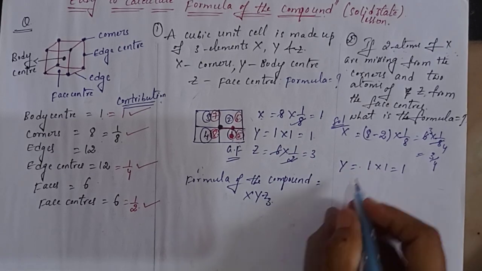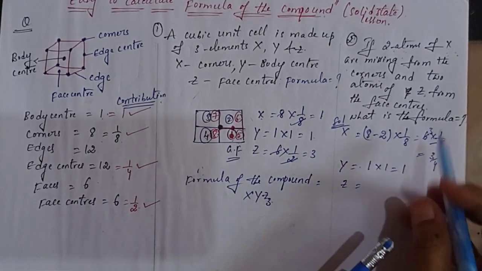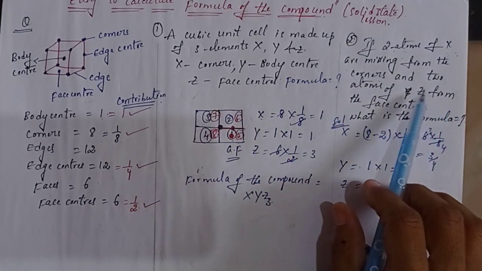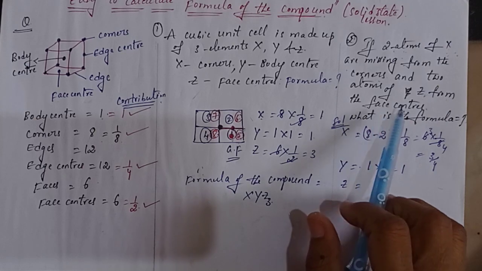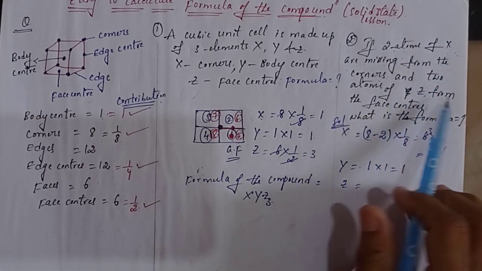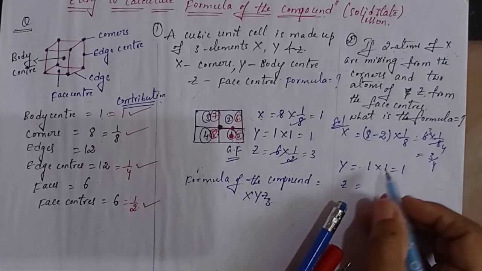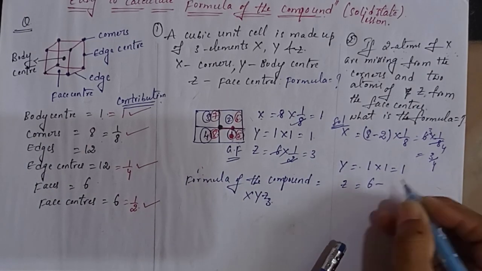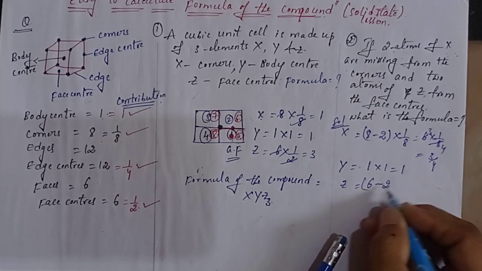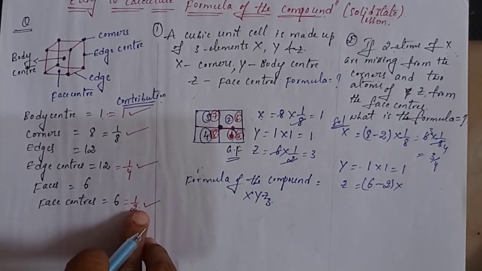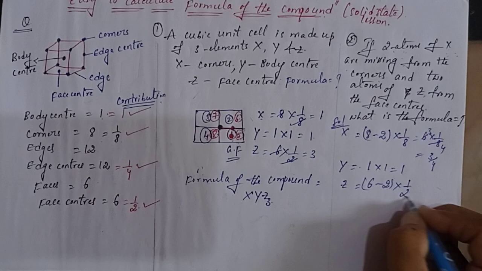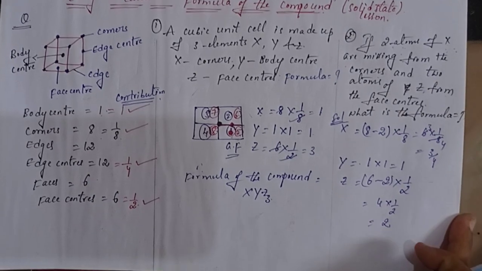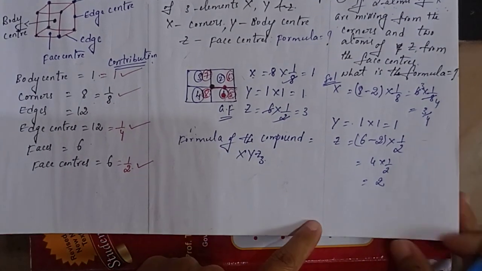The contribution is 1. Now if I take the Z value, Z atoms were at the face centers, and 2 atoms were removed from the face centers. How many face centers, students? 6 face centers, so 6 minus 2 atoms removed. The face center contribution is 1 by 2, so 6 minus 2 means 4 into 1 by 2. You will get 2. So Z is 2.